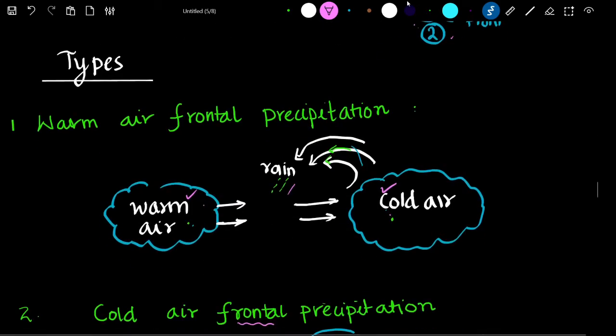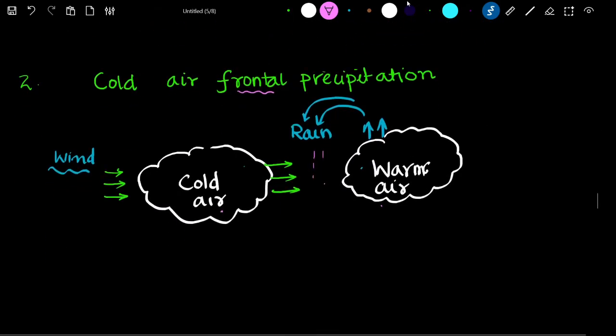So there are two types of frontal precipitation. First one is the warm air frontal precipitation, wherein a warm air is meeting a cold air. Cold air, we know, will be dense in nature and static in nature, whereas the warm air is lighter. So it gets lifted up and it cools, and as a result this precipitation occurs.